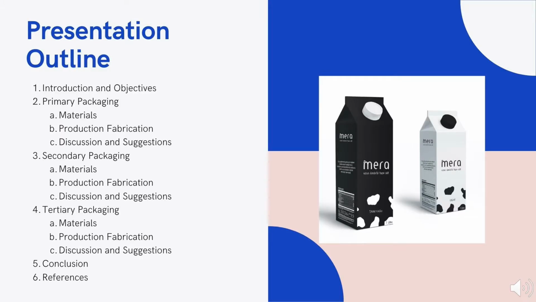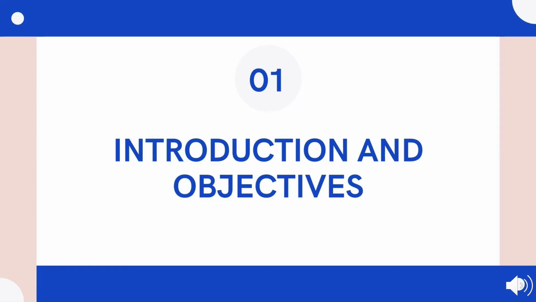So here is the brief outline of our presentation today. We are going to explain the packaging we choose based on the product and three packaging types, which are primary, secondary, and tertiary packaging. Furthermore, the fabrication of these three steps of packaging design will also be explained in detail. First, we're going to start with the introduction and objectives.